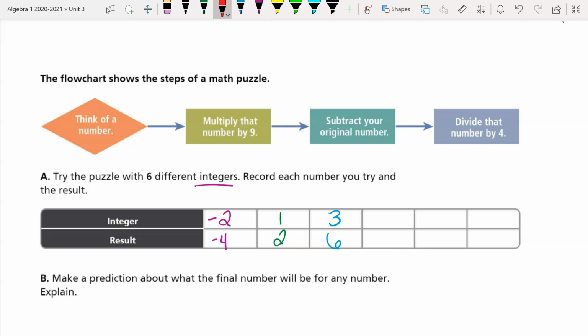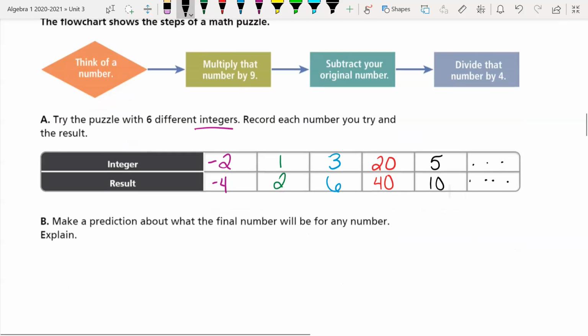Let's do 20. If I do 20, multiply that by 9, I get 180. 180 minus 20 would be 160. 160 divided by 4 would be 40. Okay, let's kind of go back down to a smaller number. Let's try 5. 5 times 9 would be 45. 45 minus 5 would be 40. 40 divided by 4 would be 10. I'll let you guys think of something for the last one.